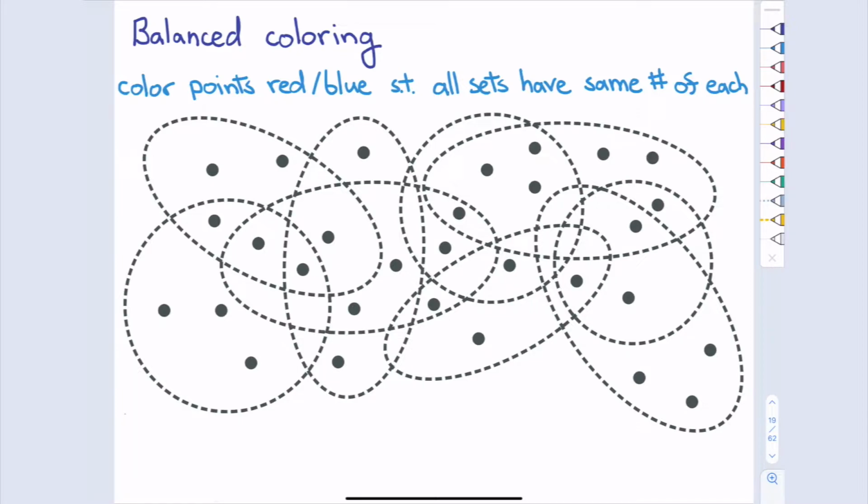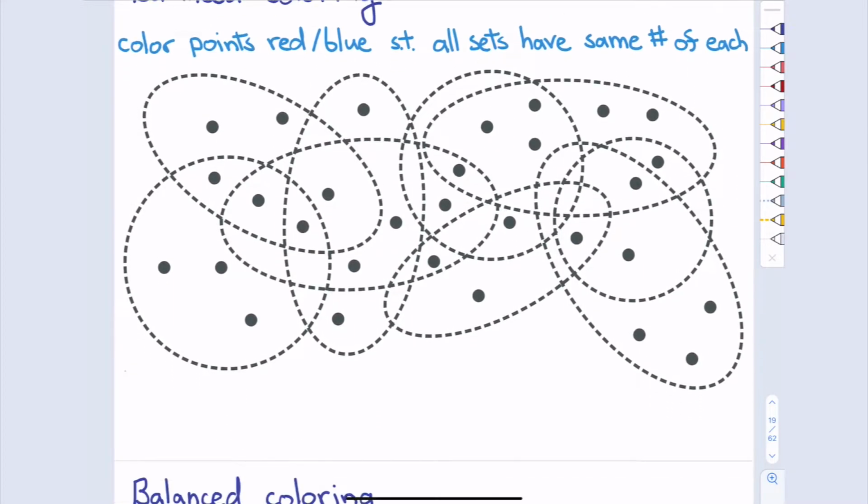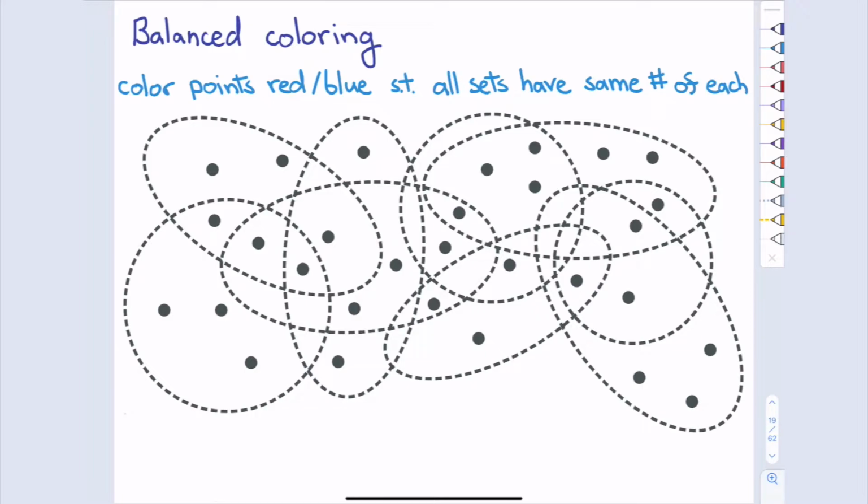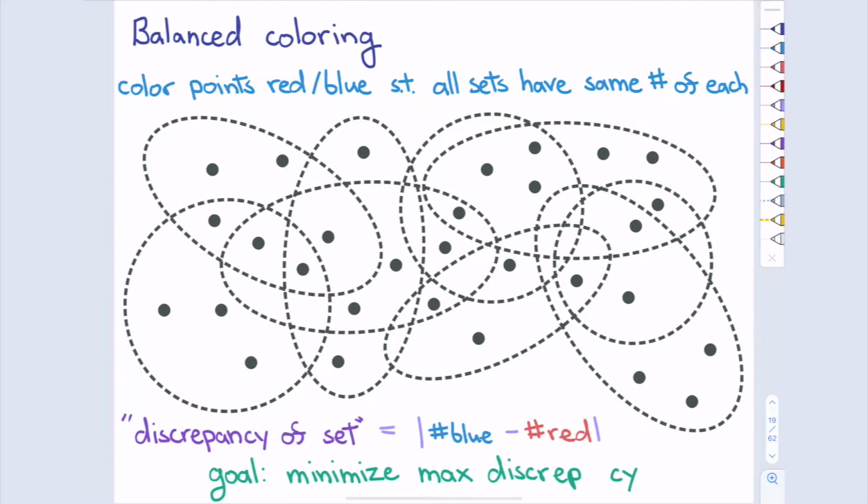Now, it may very well be the case, for example, that a set has an odd number of points, and to get perfect balance is impossible. Okay, so we're going to turn this into an optimization problem where the goal is to get a coloring that's as balanced as possible. So we're going to define the discrepancy of a set, once you color it, to be the difference between the number of blue points and the number of red points, the absolute difference. And you want that to be close to zero. So our goal is to minimize the maximum discrepancy over all the sets. I want to color things to get as balanced as possible.